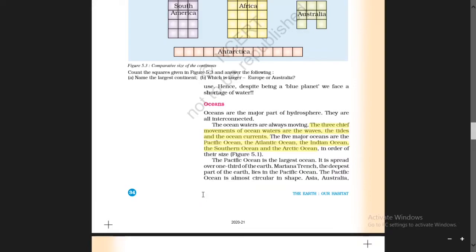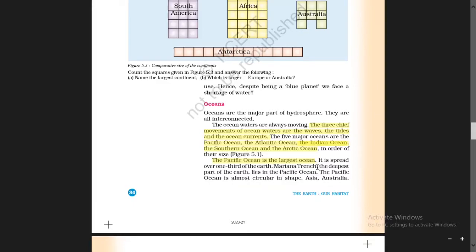And you must remember here the Indian Ocean. It is the only ocean which is named after a country. India, okay. Indian Ocean. The Pacific Ocean is the largest ocean. Mark this one also, which is the largest ocean, and it is spread over one third of the earth.